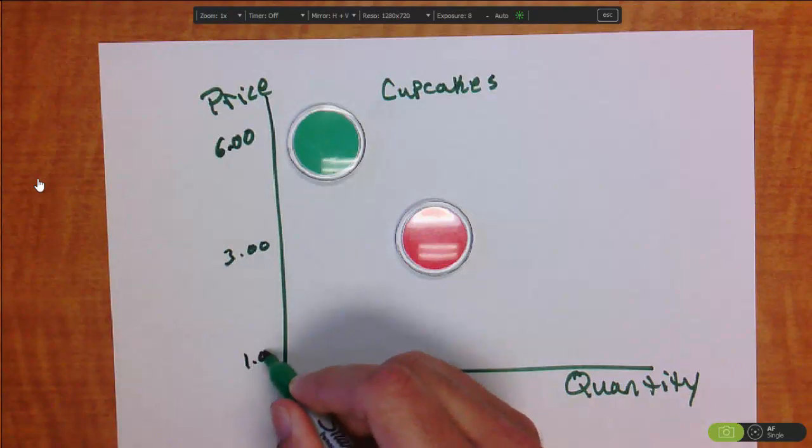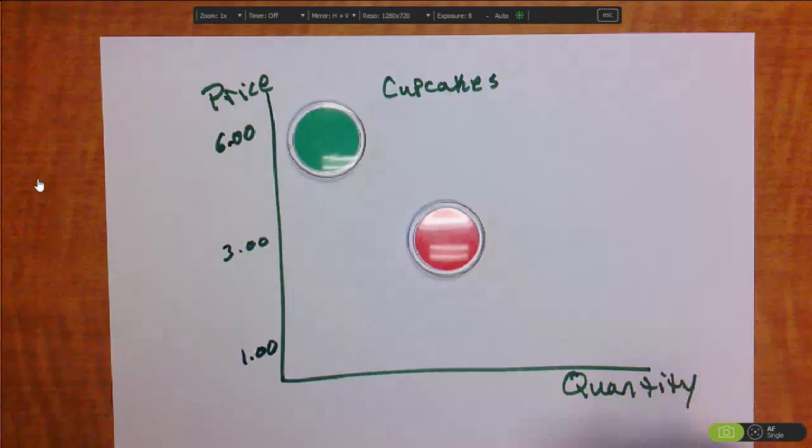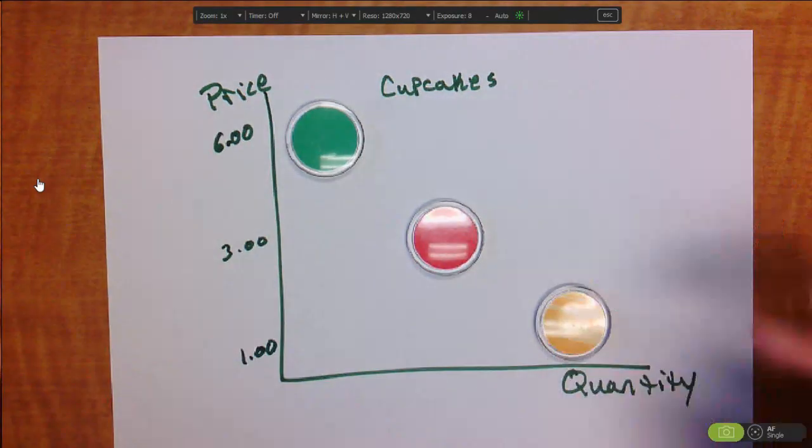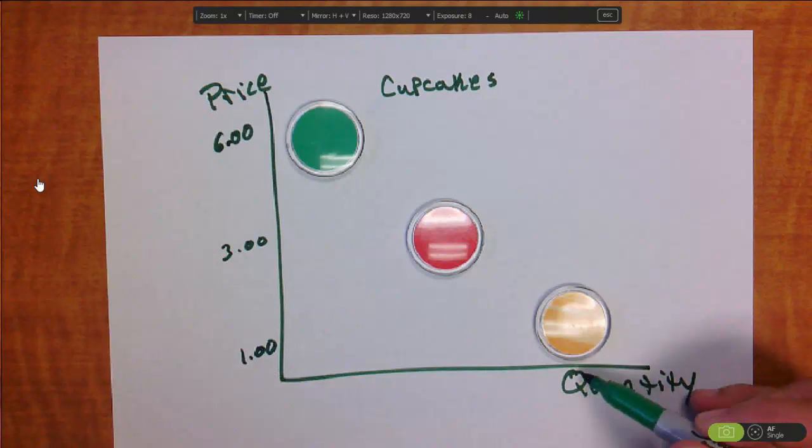And then there are the cupcakes that you find at Walmart or Publix or whatever grocery store, where you might see 5 in a box for $4.99 or something like that. So basically $1 a piece. And a lot of people buy those cupcakes. So at $1, you have a very high quantity.